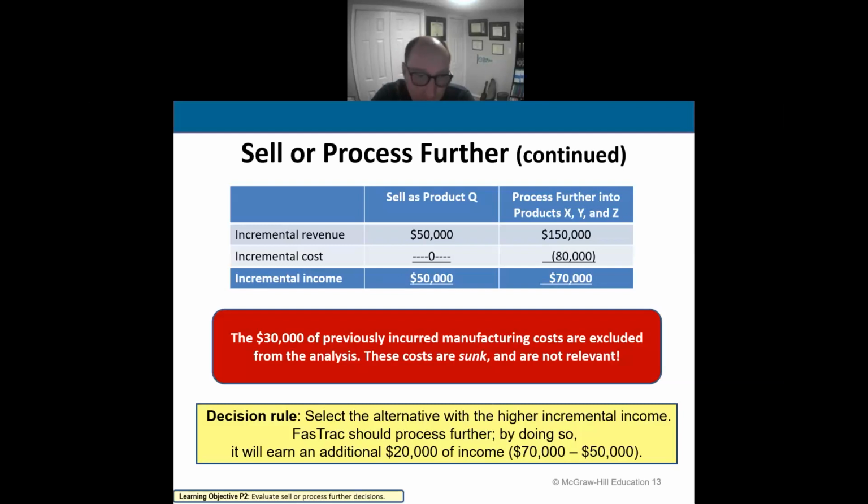That original 30,000 is considered to be a sunk cost, which typically we don't include in an analysis because it's a cost that is going to be paid regardless of which decision we're making. So in looking at the decision, yielding that additional 20,000 in income by processing the oil further is of course going to be the best decision, because we're getting that additional 20,000 in incremental income.